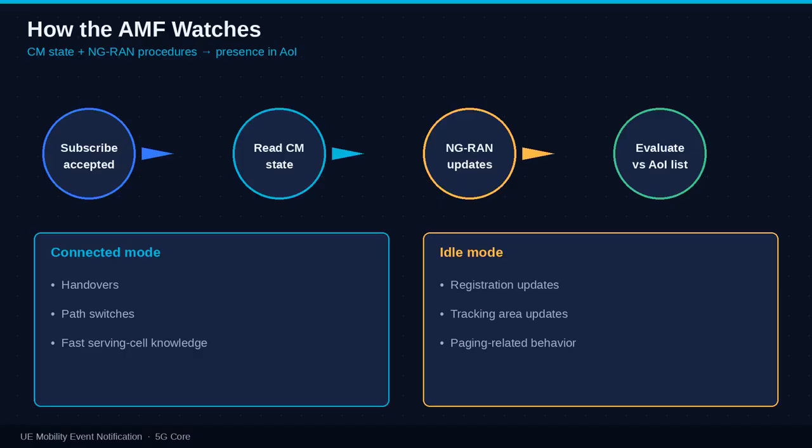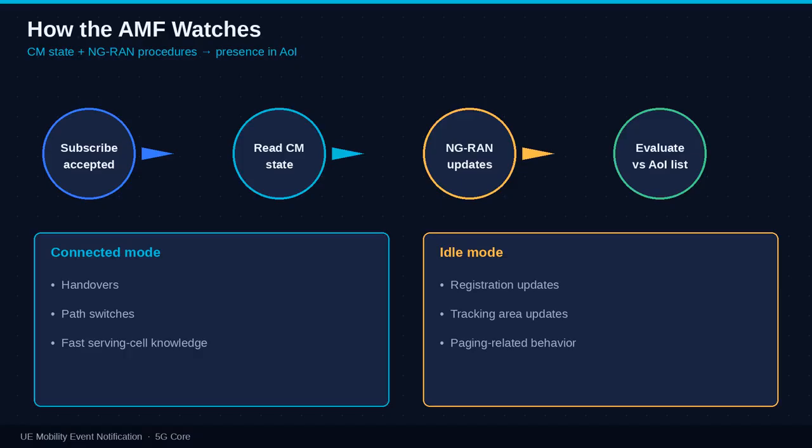CM state matters because an idle UE and a connected UE are visible through different procedures. In connected mode, handovers and path switches update serving cell knowledge quickly. In idle mode, the network leans on registration updates, tracking area updates, and paging-related behavior.